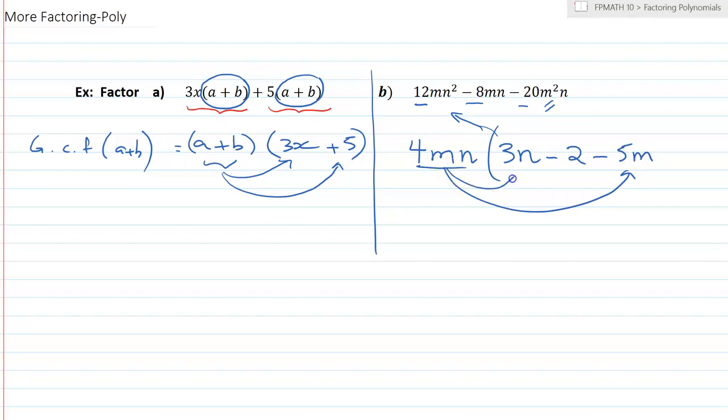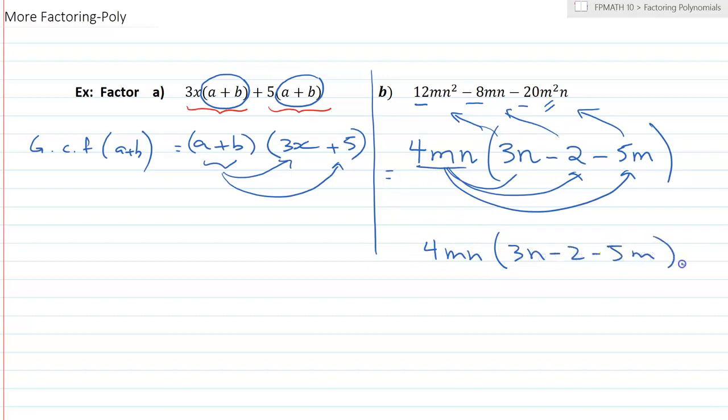Right. So here it is, one term at a time. And that will give you each of these terms back, right? That's the term back, that's the term back. All right, and that's your final answer. 4m and open the bracket, 3n minus 2 minus 5m, and that would be it.